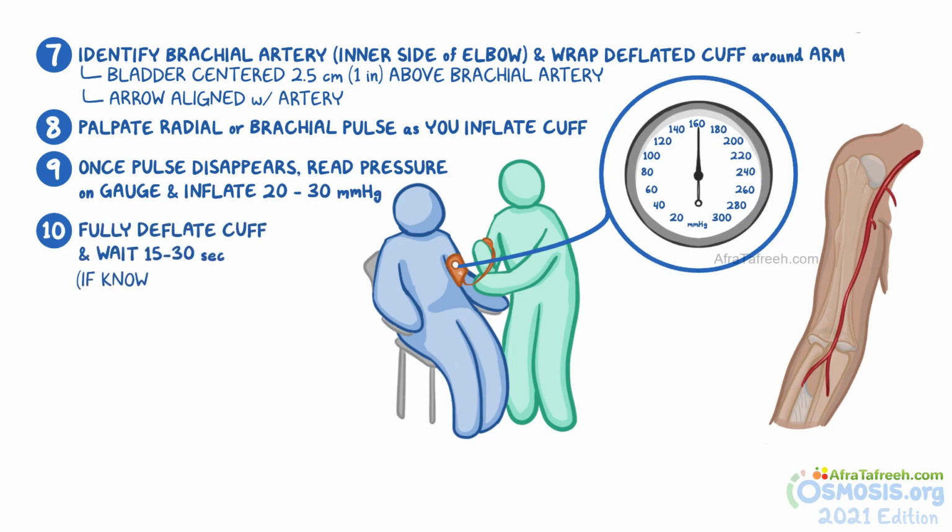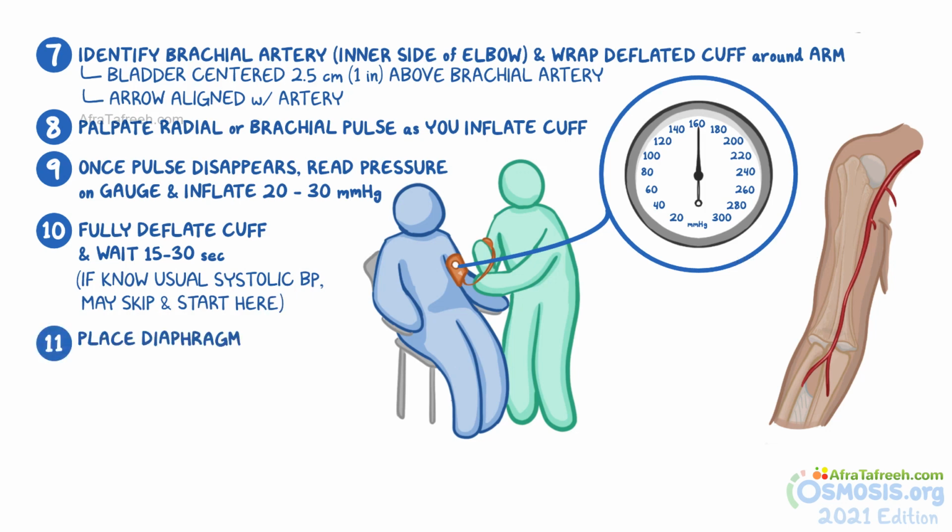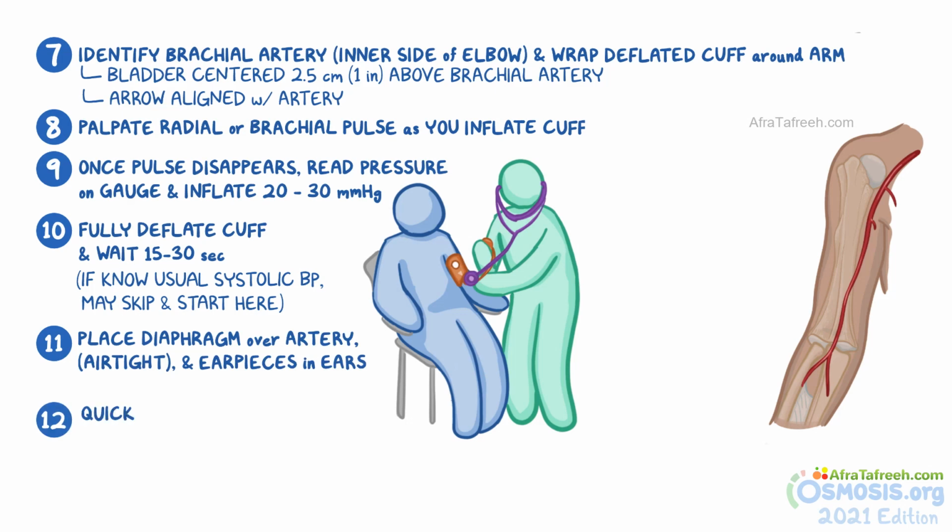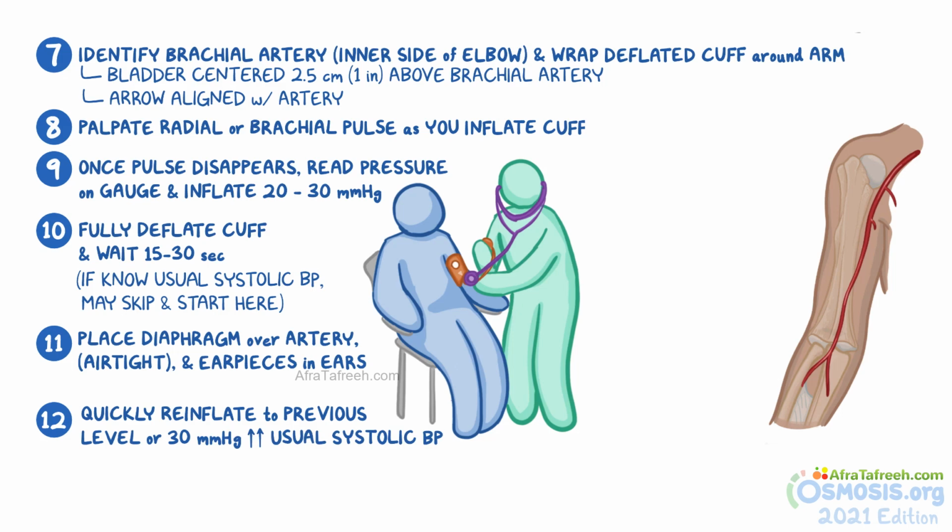Now, if you know the client's usual systolic blood pressure, you may skip this step and start here. Place the diaphragm or bell of the stethoscope over the artery, ensuring an airtight seal, and place the earpieces in your ears. Quickly reinflate the cuff to the previous level, or if you've skipped that, 30 millimeters of mercury above the client's usual systolic blood pressure.